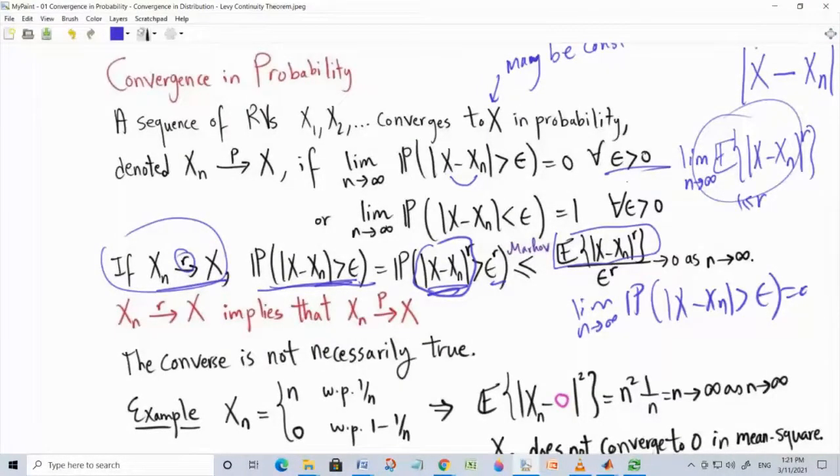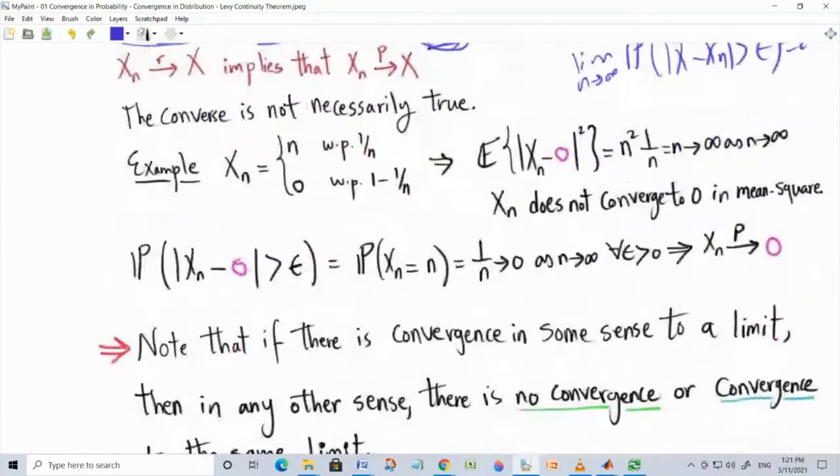You can come up with counterexamples showing that you have convergence in probability, but you don't have a corresponding convergence in the rth mean. So let's take an example. Xn is equal to n with probability 1 over n, and 0 with probability 1 minus 1 over n. So basically, Xn is a two-valued random variable. It's either equal to 0 or n, with probability 1 over n.